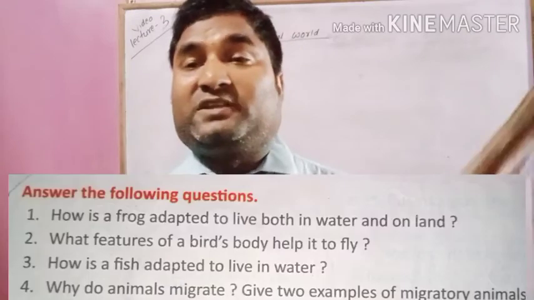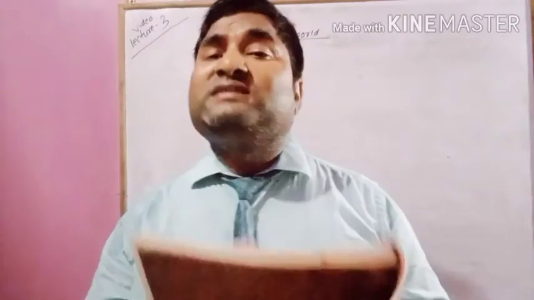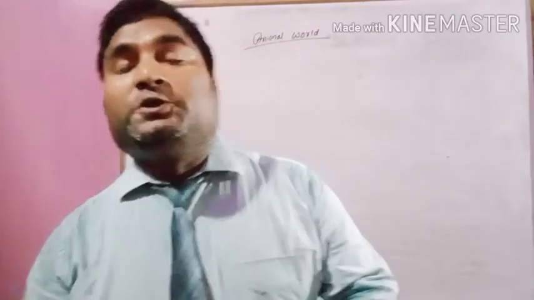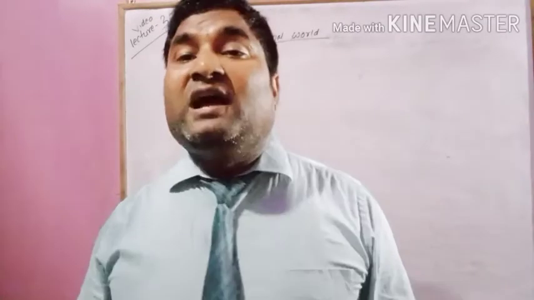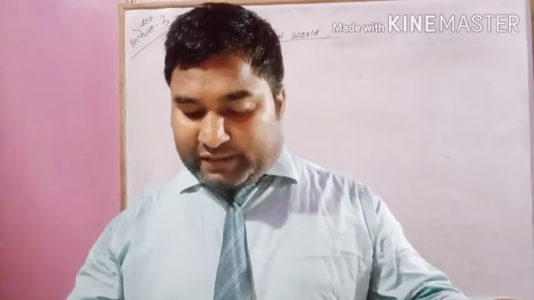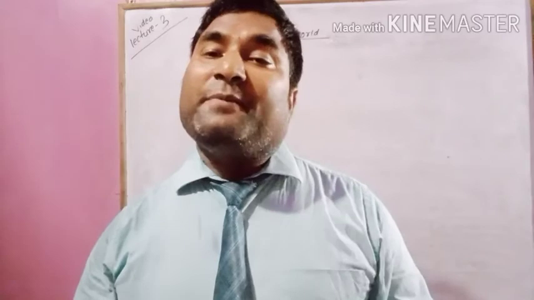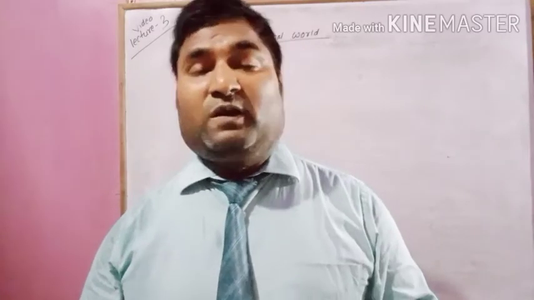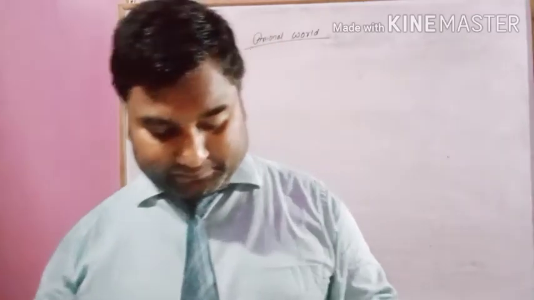Why do animals migrate? Animals migrate from one place to another to avoid harsh weather conditions, in search of food, and for breeding. Give two examples of migratory animals. Arctic tern, Siberian crane. You can also write monarch butterfly. You can also write locusts.